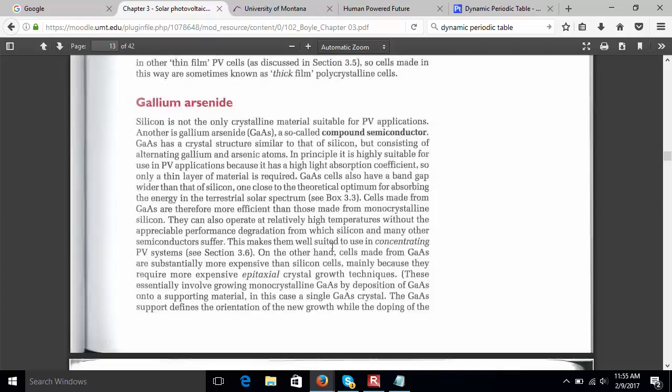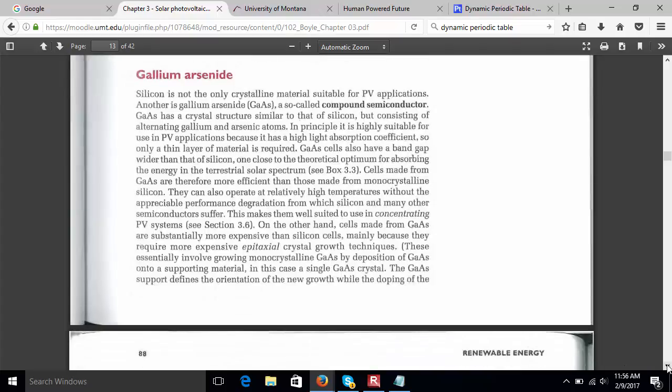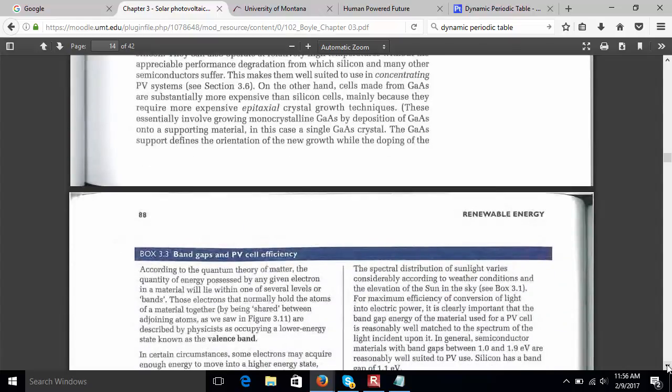This does say that cells made from gallium arsenide are substantially more expensive because they involve epitaxial crystal growth. So again, you've got this gas of gallium arsenic coming in to work its way into the crystal lattice, rather than the method we talked about with the phosphorus and the boron.